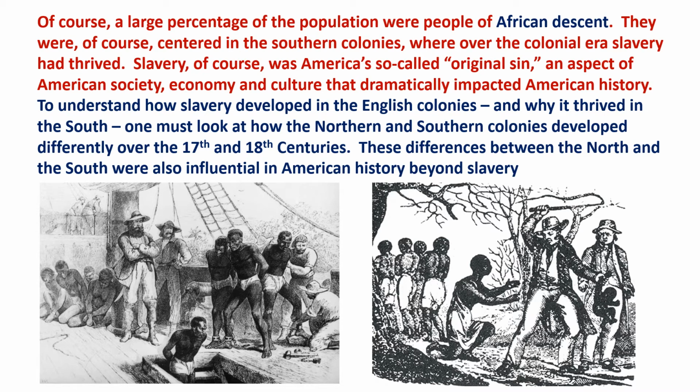They were, of course, centered in the southern colonies, where colonial era slavery had thrived. Slavery, of course, was America's so-called original sin, an aspect of American society, economy, and culture that dramatically impacted American history. To understand how slavery developed in the English colonies and why it thrived in the South, one must look at how the northern and southern colonies developed differently over the 17th and 18th centuries. These differences between the North and the South were also influential in American history beyond slavery.